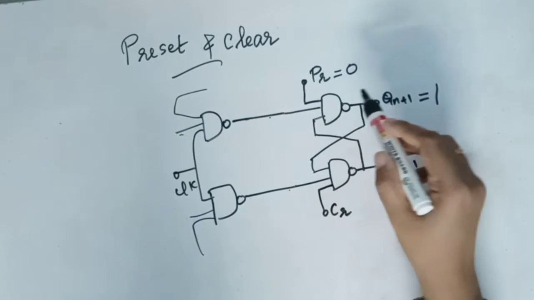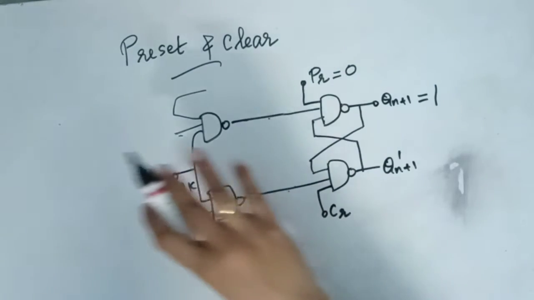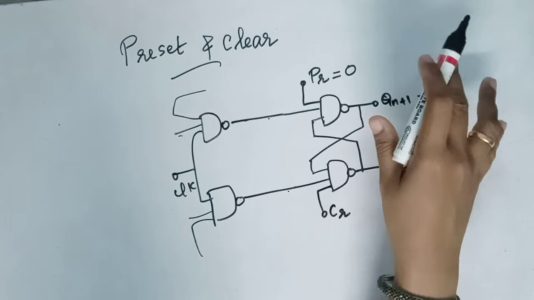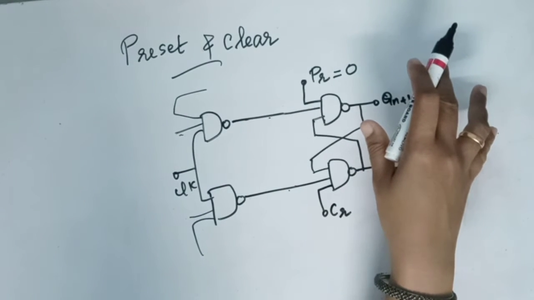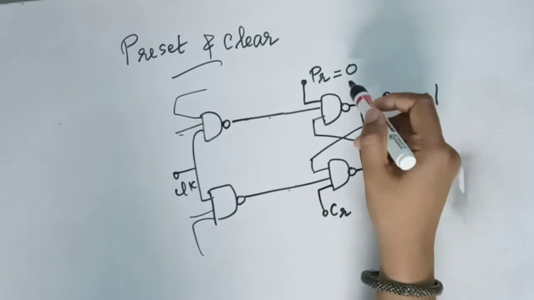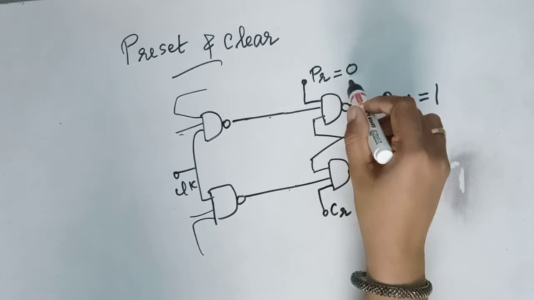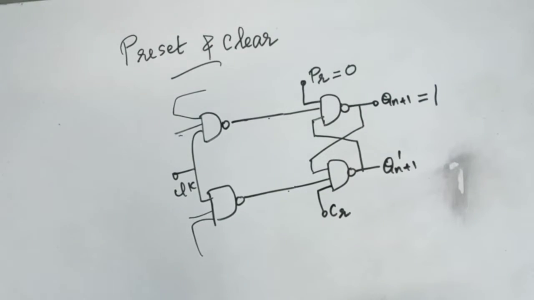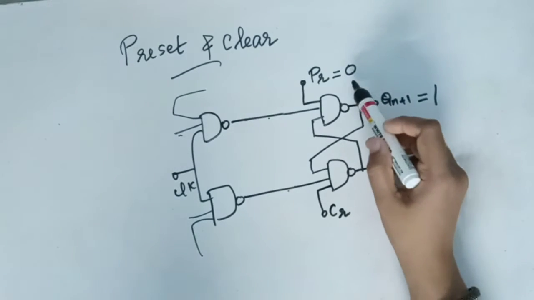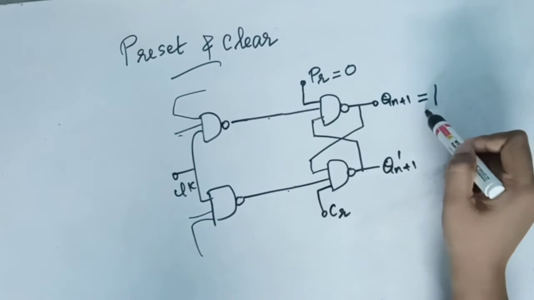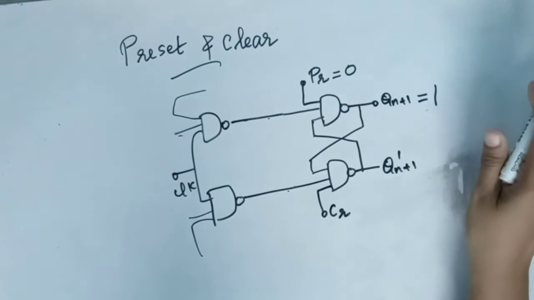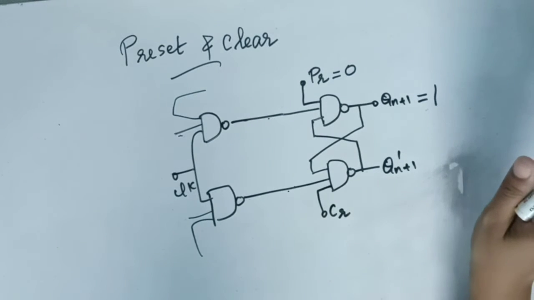So if preset is equal to 0, the output, or not even the next state. If preset becomes equal to 0, it won't even depend on the clock. When preset becomes equal to 0, this will automatically go to 1. You can't even say that it's the next state because it does not depend on the clock either. So when preset is equal to 0, my output will be equal to 1. It will be set to 1.